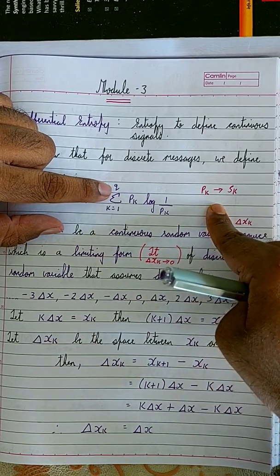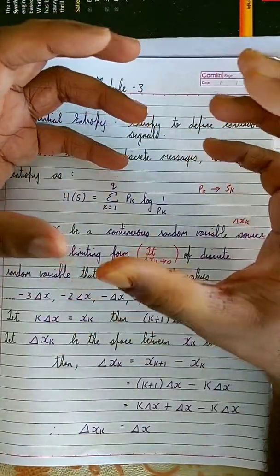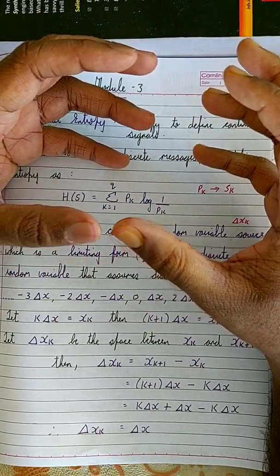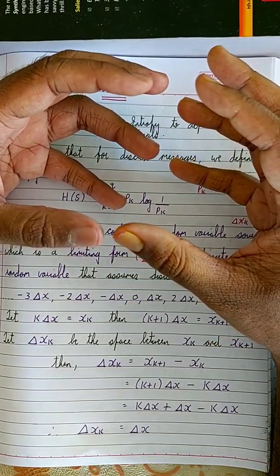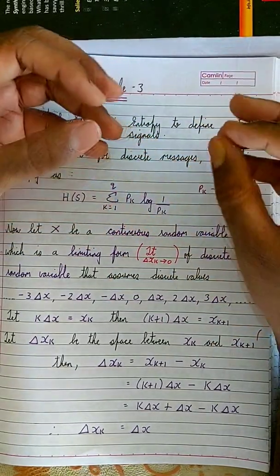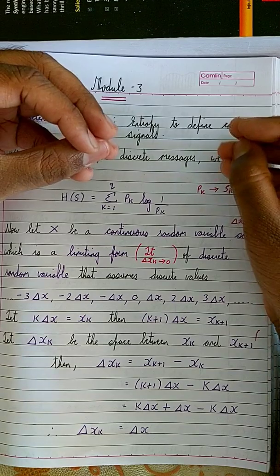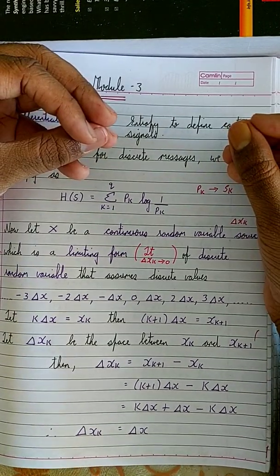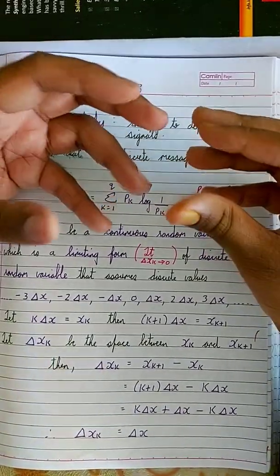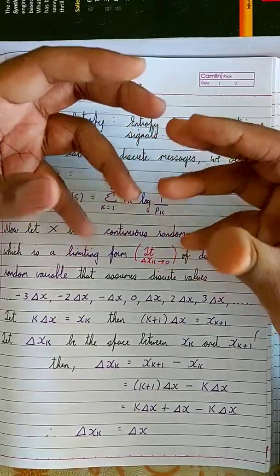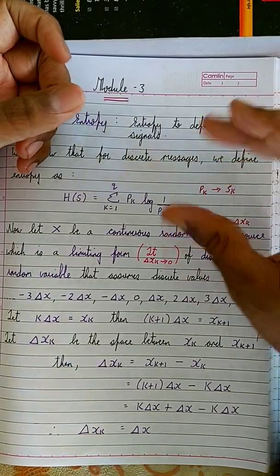So I'm going to take another discrete source, and this discrete source has an infinite number of values, an infinite number of discrete messages. The gap between two discrete messages I am going to represent as del x_k. If that gap becomes zero, I am converting a discrete random variable into a continuous random variable. That is what I'm going to do here.